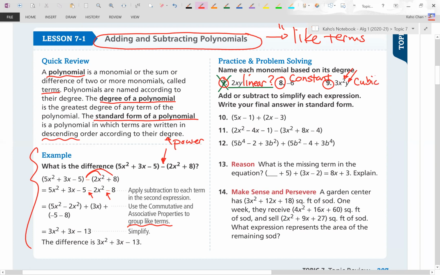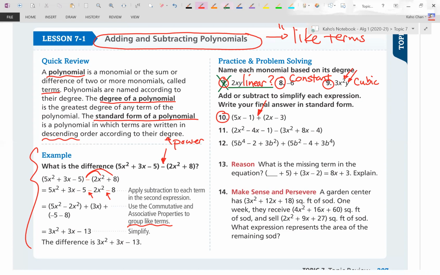Okay. All right, number 10, 11, 12, we have some addition and subtraction. Number 10, we have addition between two polynomials. We want to look and combine like terms. Pretend the parentheses aren't even there. It's not even necessary.